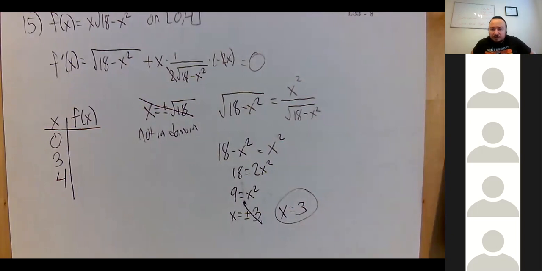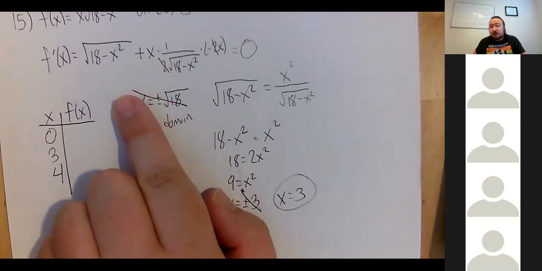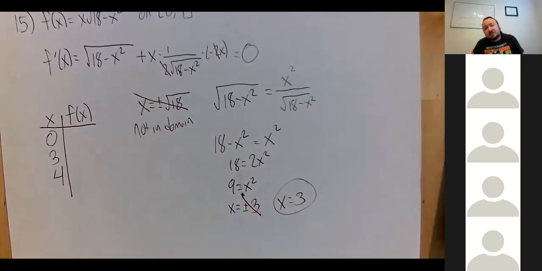Could you also factor out a root 18 minus x squared to the negative 1/2? Yeah, you could do it that way too. So you could have factored that out of here as well and done the problem that way. That's totally fine.